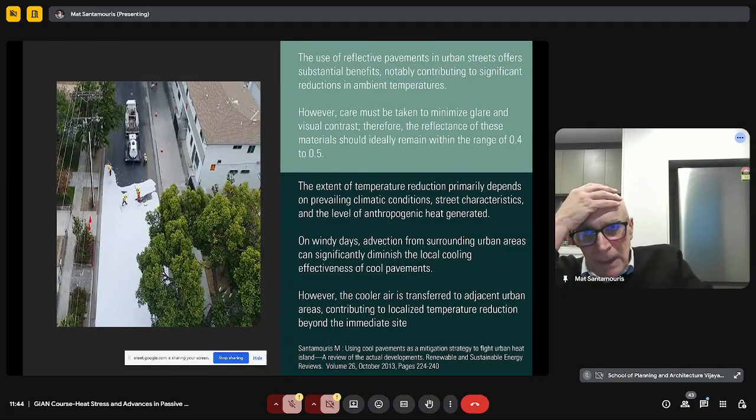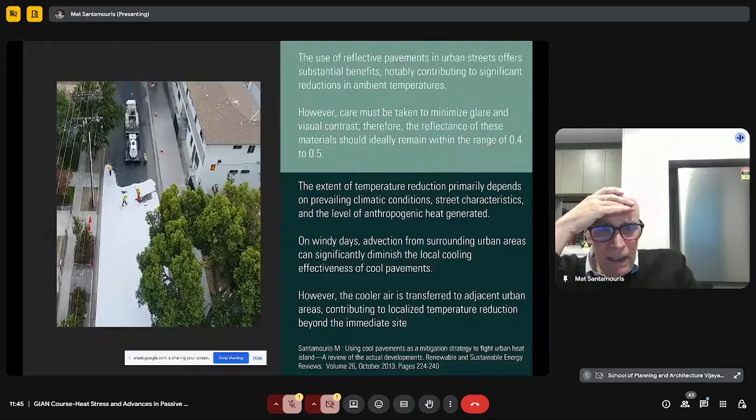Actually, the application and the implementation of the reflective materials at the urban scale offers tremendous possibilities and tremendous opportunities. And the measured decrease of the temperature is of the order of magnitude of 0.4, 0.5 degrees on average. In some cases, we have much higher.